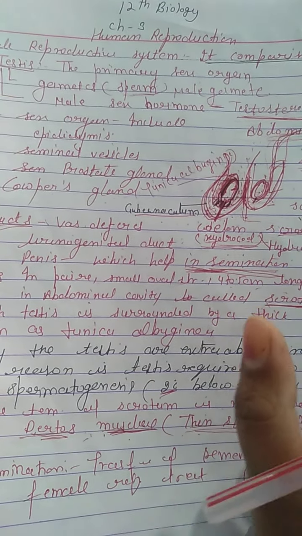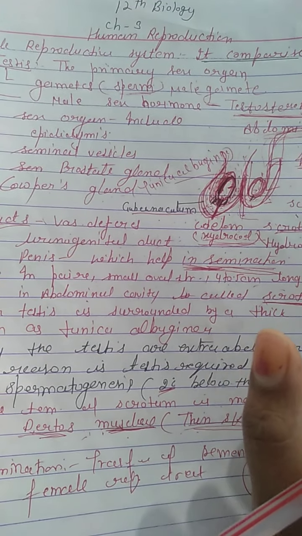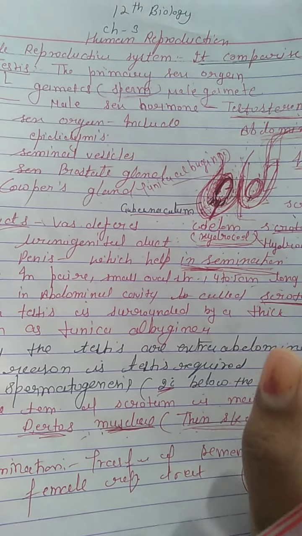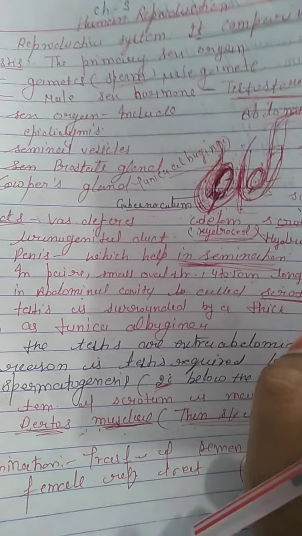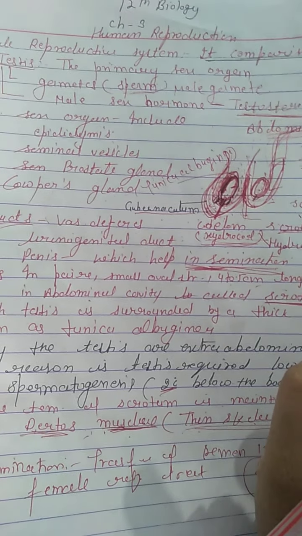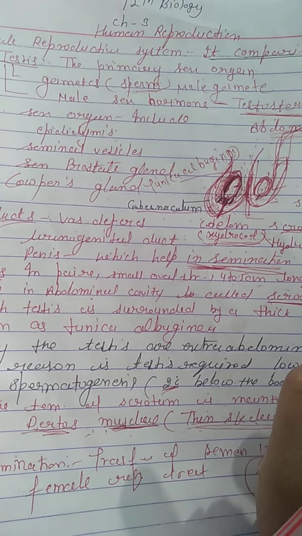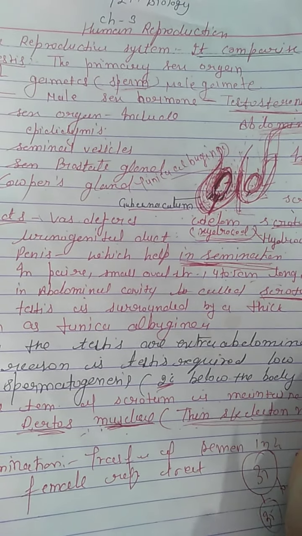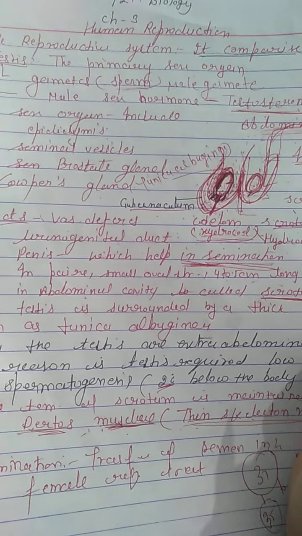So the main function of testis is the production of sperm and the male sex hormone testosterone, and for the formation of sperm 35-degree temperature is required. This is the ideal temperature, and this temperature is maintained by special thin skeleton muscles. These are known as the dartos muscles.